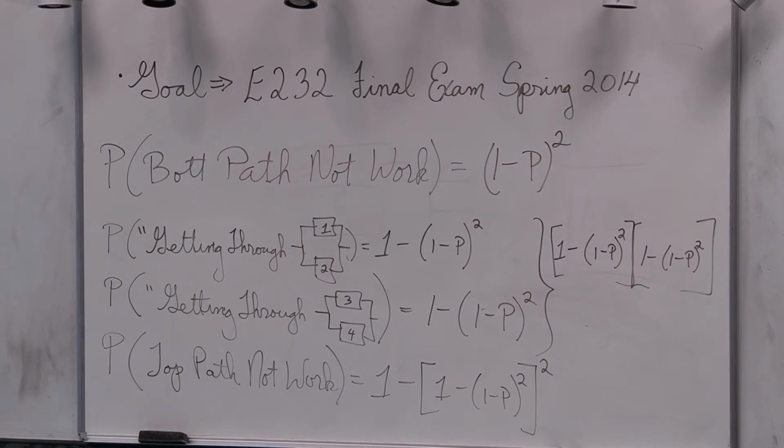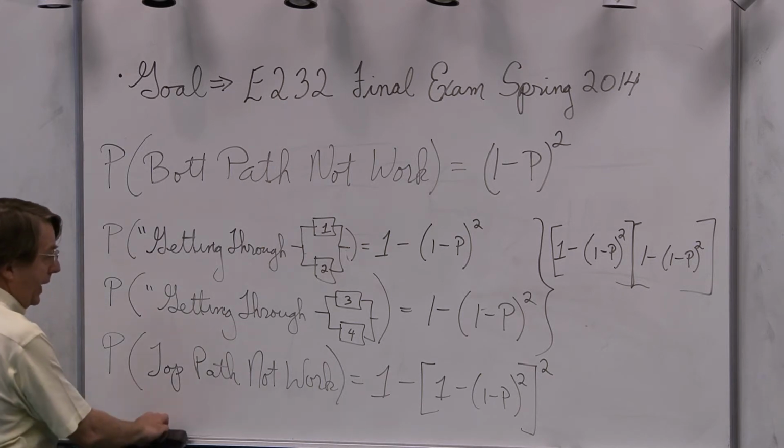Right? So now I say, okay, when does this whole system not work? When the bottom path and the top path don't work. So I know the probability. Can I erase the middle here?